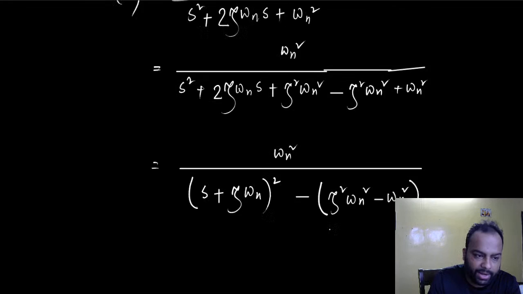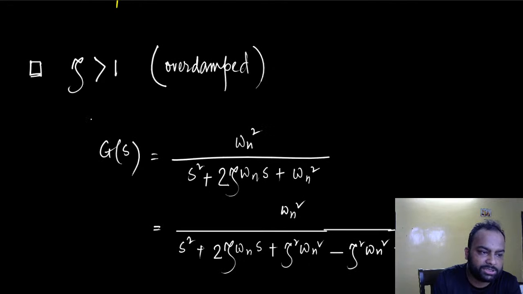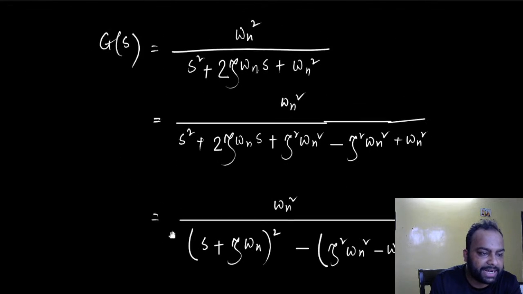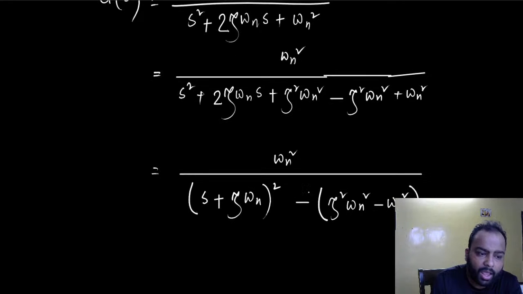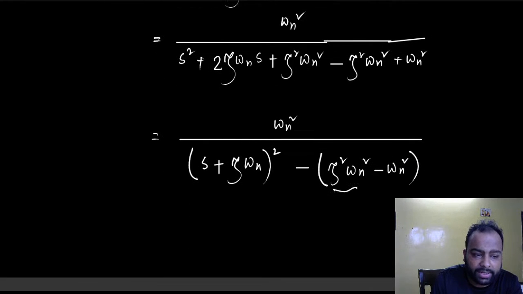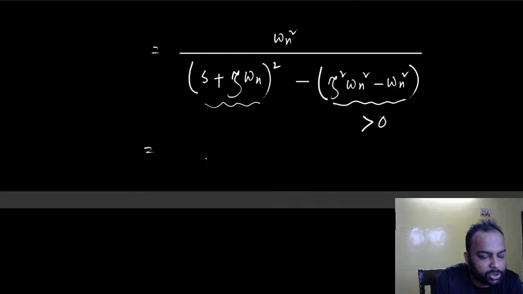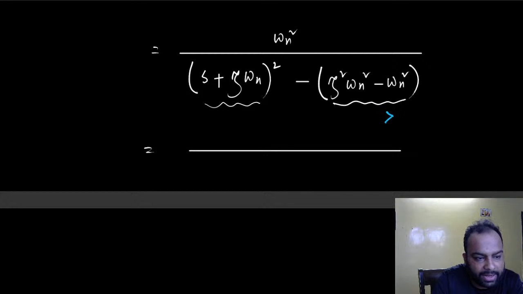Zeta is greater than 1, right? We chose this one. Since zeta is greater than 1, what about this quantity? This quantity is positive, because zeta is greater than 1. So zeta square omega n square is going to be larger than omega n square. So this is a positive quantity square, and this is another positive quantity. Just keep in mind that this is greater than 0.